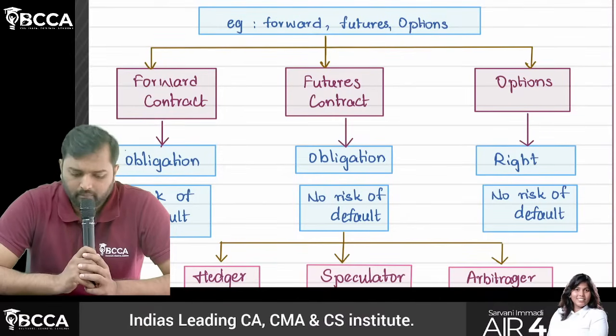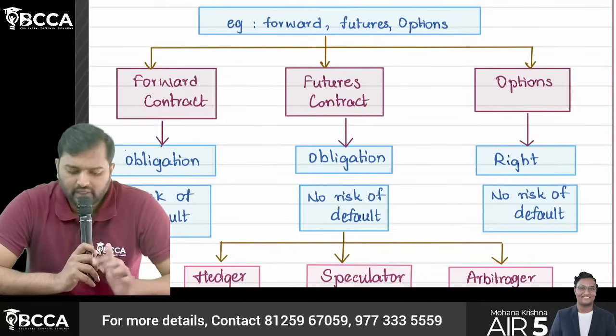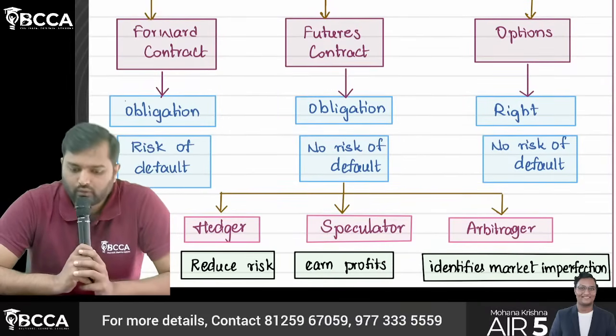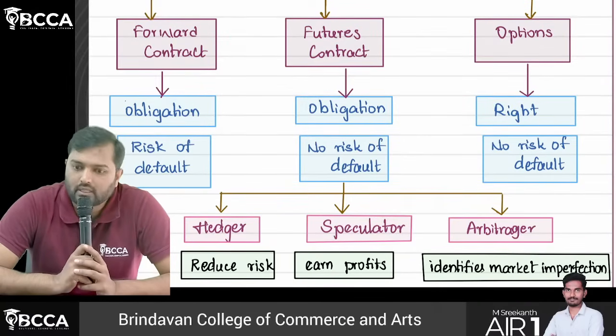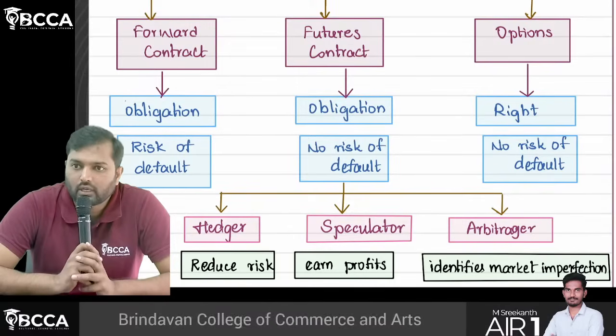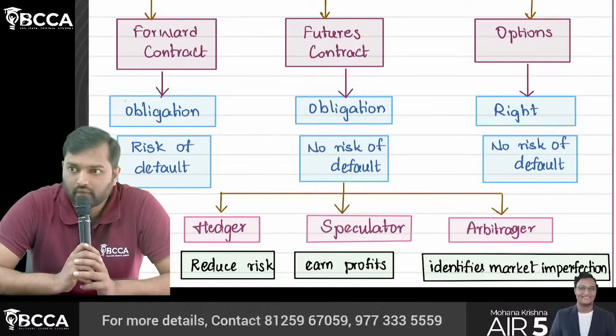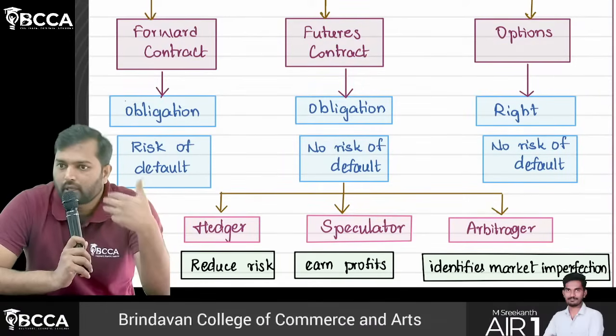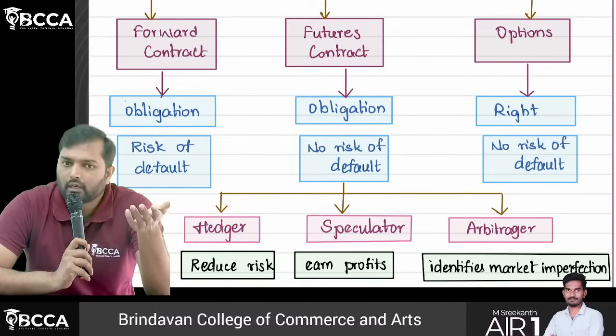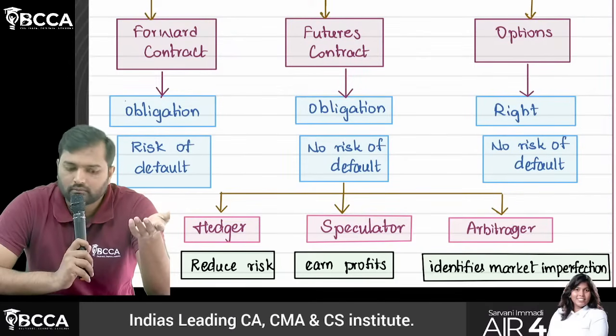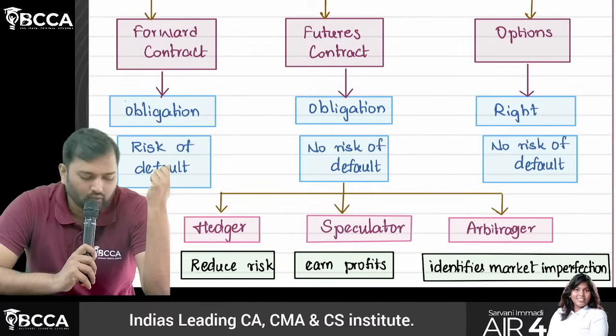Am I clear? So without wasting time, what are forward contract, futures contract and options? A forward contract is an obligation, but in forward contracts we have a risk of default. Why do we have a risk of default? Because we know the counterparty; two parties will enter into a contract. The counterparty may default, and so there is a risk of default in a forward contract.